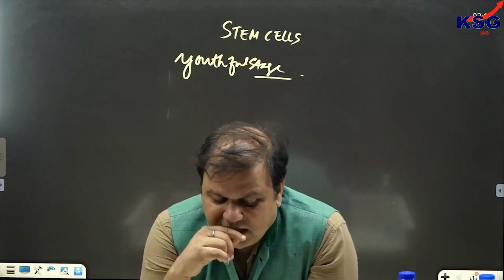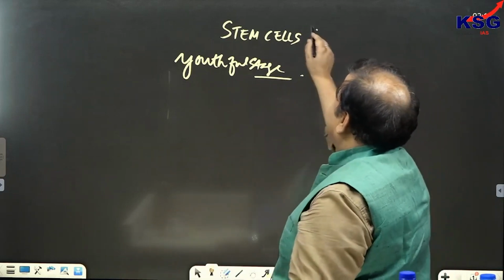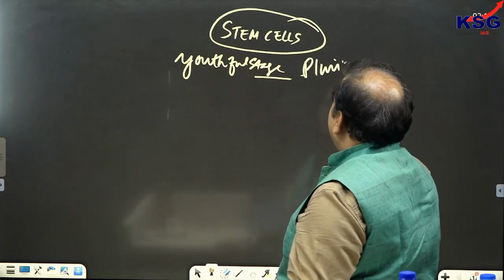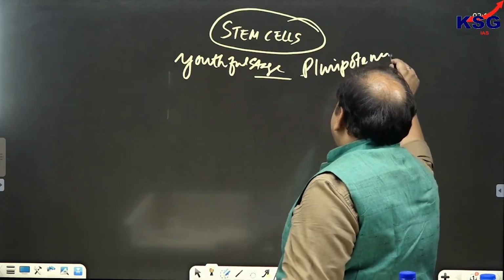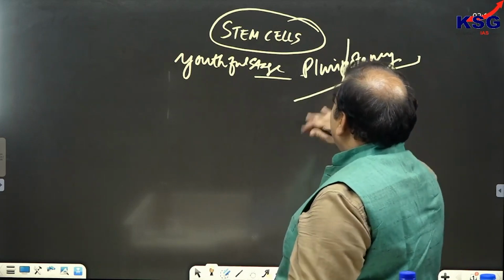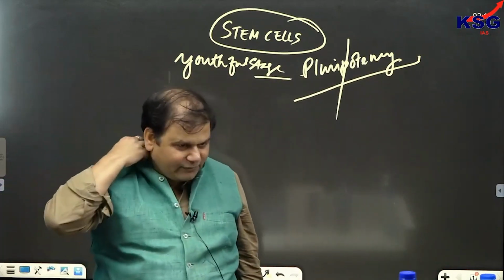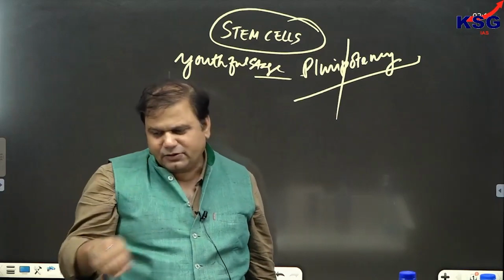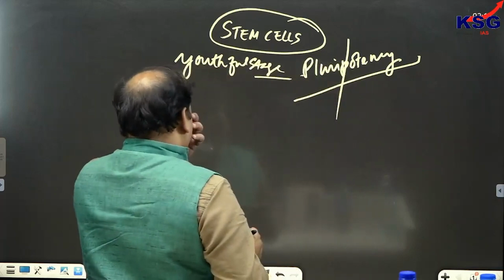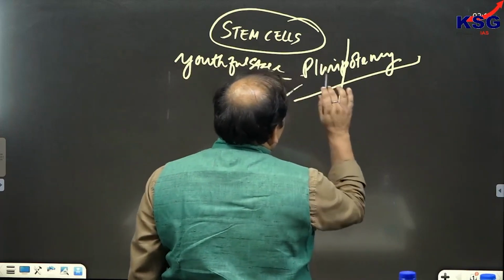And as far as stem cells are concerned, they have a characteristic which is called as pluripotency. Pluripotency का मतलब है कि these cells can convert into other type of cells. Pluri मतलब many, potency मतलब the ability to transform. So these cells have the ability to convert into other type of cells also. Clear? So stem cells have the characteristic which is called as pluripotency.